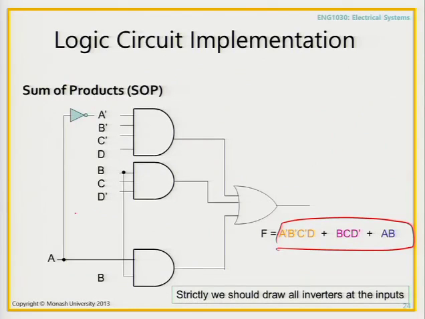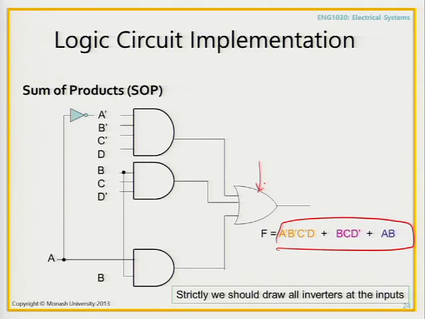A, B, C, D. Strictly, you probably should have NOT gates going into all of these AND gates. Strictly, we should draw the inverse, but it's often convenient just to put B prime, C prime, D, because we don't like drawing lots of triangles and circles. So you've got a column of AND gates all culminating into an OR gate. And if I wanted to turn this into a NAND gate implementation, what would I need to do?